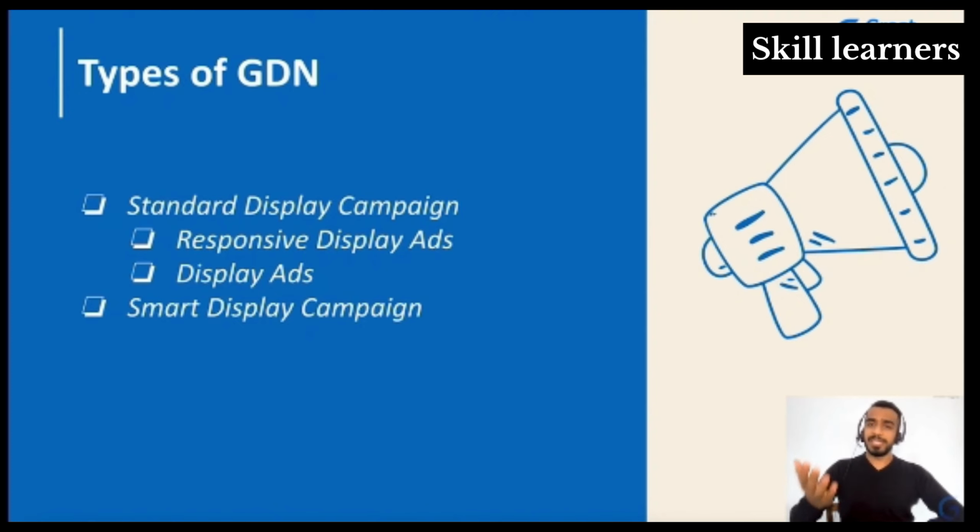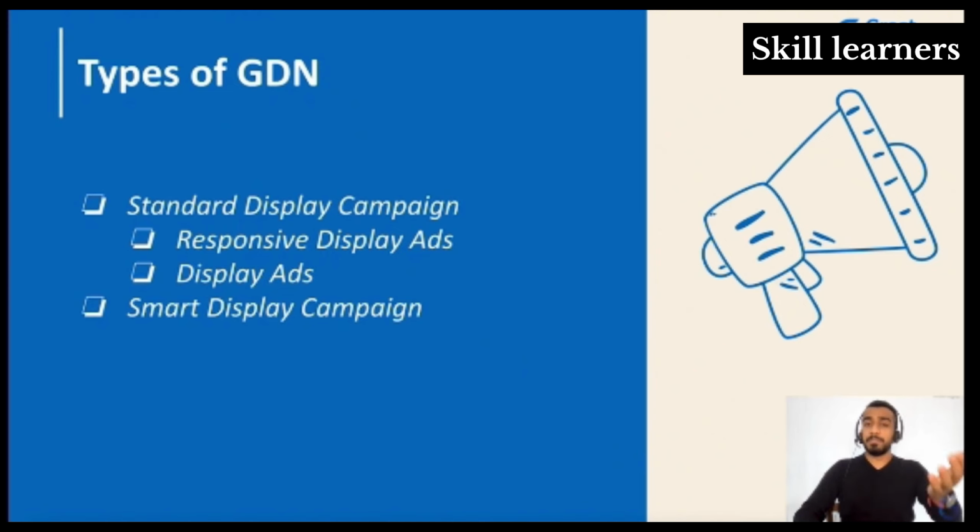In standard display campaign, you have a host of targeting options. You can target via demographics, you can target placements, you can target via topics, you can target the audience list, similar audiences. The list goes on. Of course, we will see the details of each targeting option, one in the slides and two while I'm showing you how to set up the campaign.